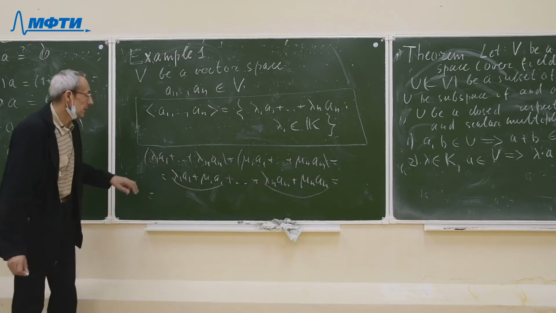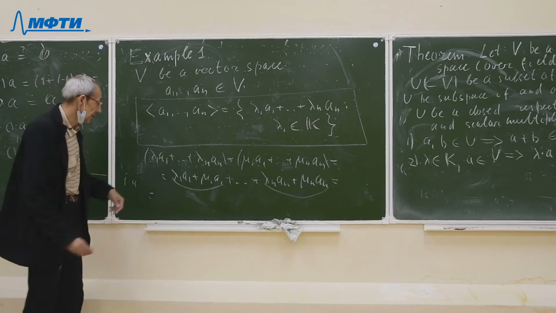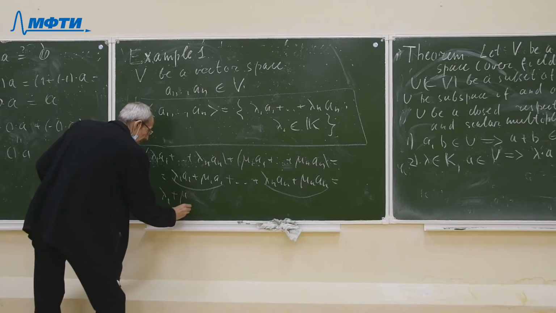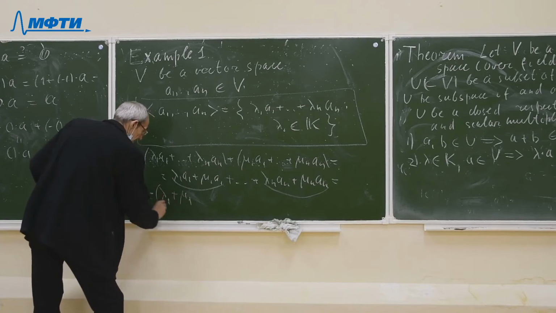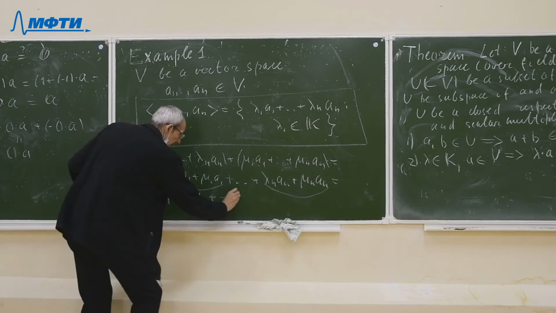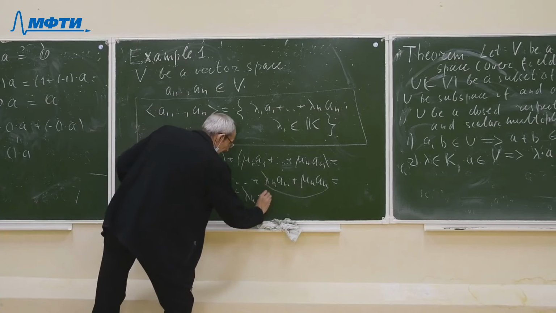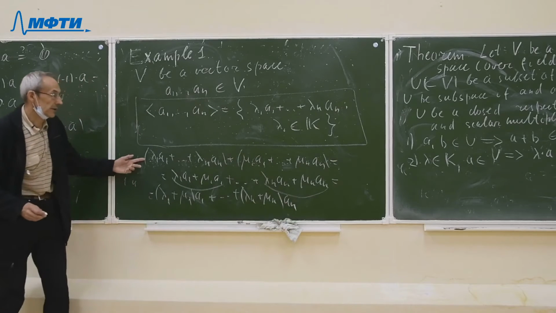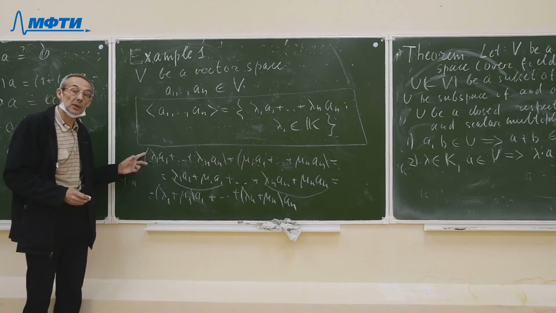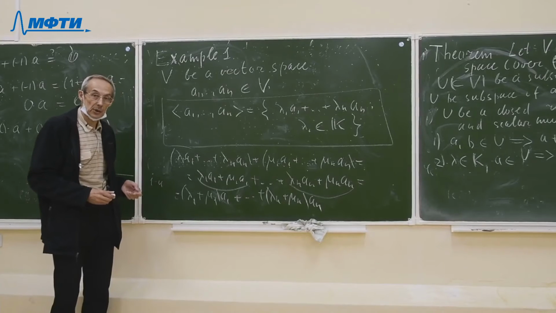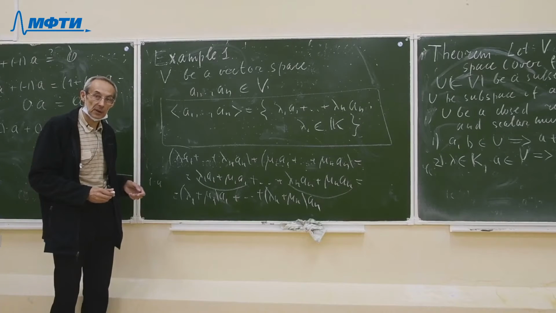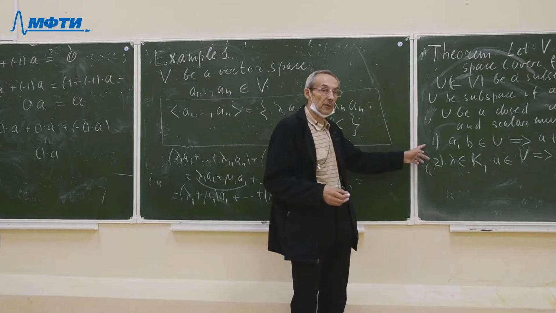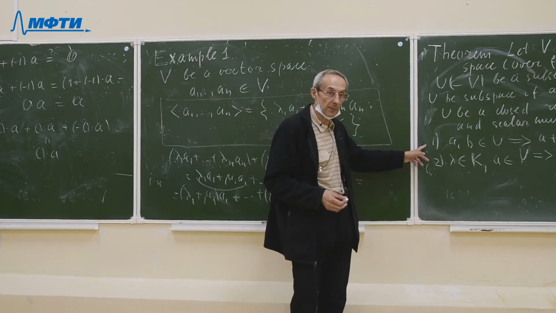And using the axiom of distributivity, we can rewrite the last expression in the following way. And we obtain that the sum of linear combinations is a linear combination of the initial vectors A1, ..., An. And we check item 1 of our criterion. Do you understand it?